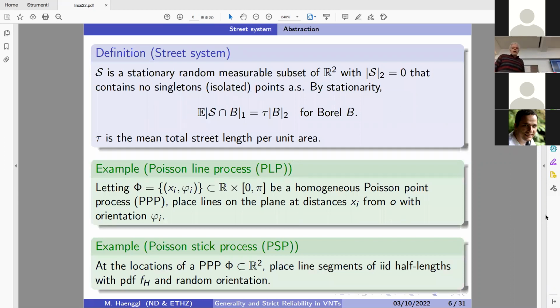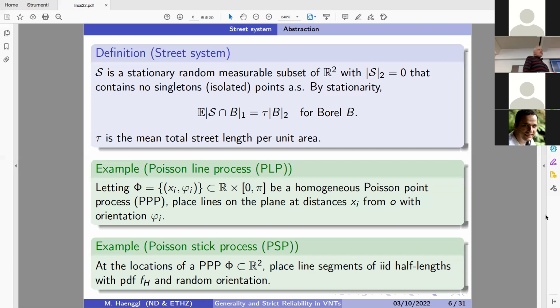So quite generally, we can think of a street system as a random measurable subset of the plane that has no area, so the Lebesgue measure in 2 dimensions is 0. It contains no isolated points. There is no street that's just a point. And we would like it to be stationary, for tractability, which means that if we take the street system, intersect it with any Borel set, and we are looking at the expected street length in that set, it should be proportional to the area of that set with some proportionality constant tau that denotes the mean total street length per unit area.